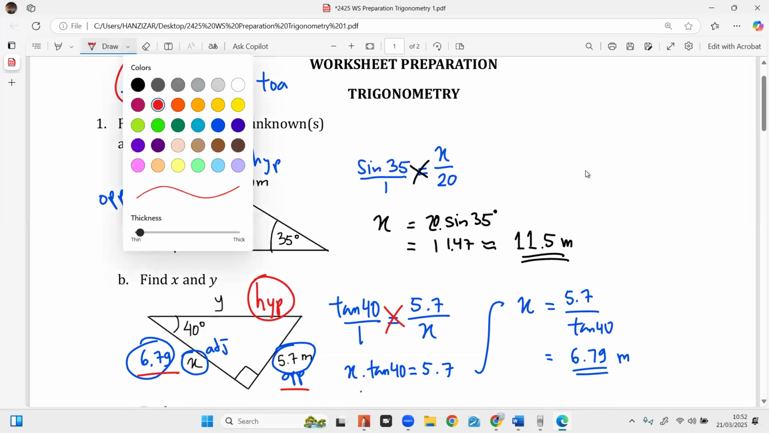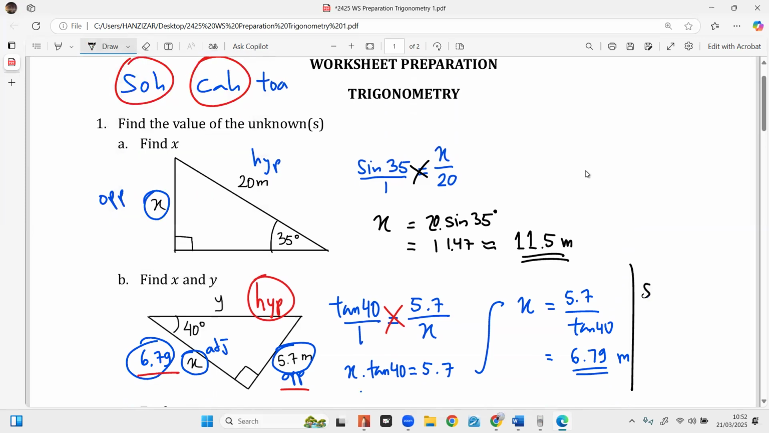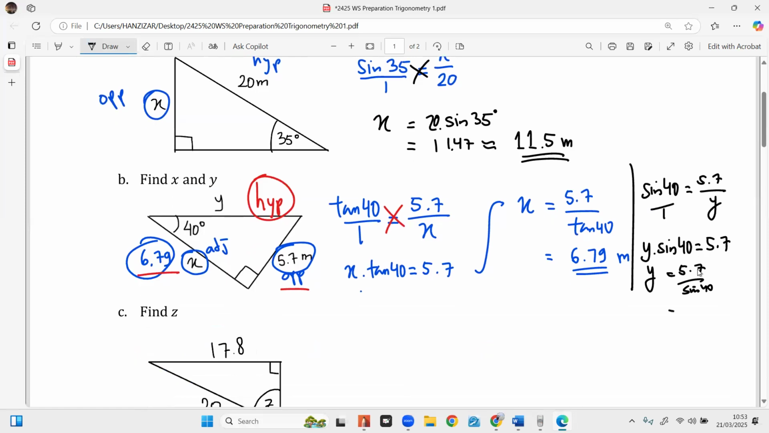Sine. Okay, go. So make the equation again. Sine 40 equals the opposite, which is 5.7, over the hypotenuse, which is y. So over 1, y times sine 40 equals 5.7. So you get y equals 5.7 over sine 40. 8.87, that's the answer. So the answer is 8.87 meters. Don't forget to write the unit.